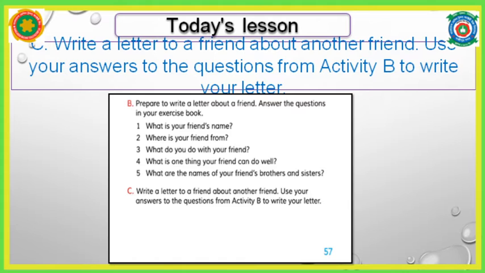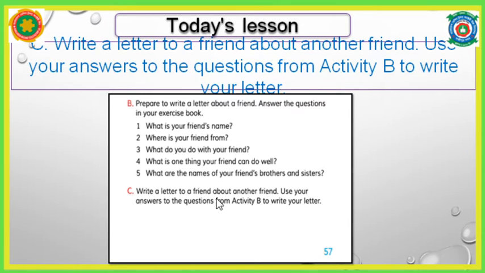At first, you have to write these answers in the B part. What's your friend's name? Where is your friend from? That means where your friend has come from. What do you do with your friend? What's one thing your friend can do well? That means what is the best thing, in the best way, that your friend can do well? What are the names of your friend's brothers and sisters? You can apply these answers in your letter, that is contained in C.